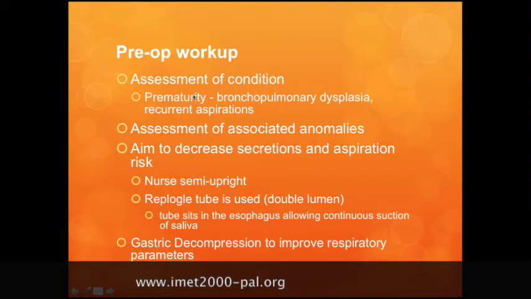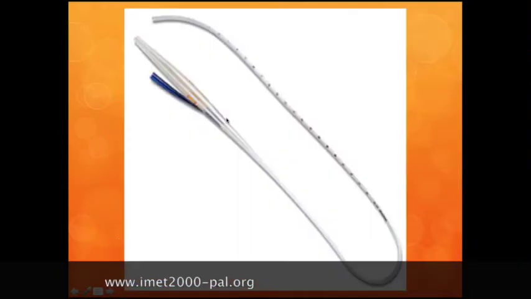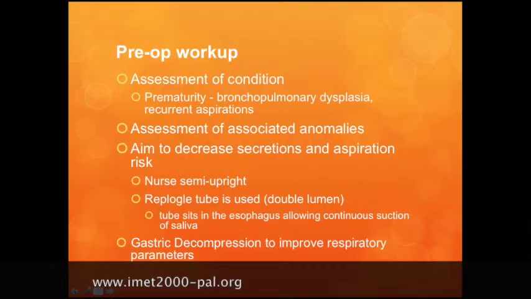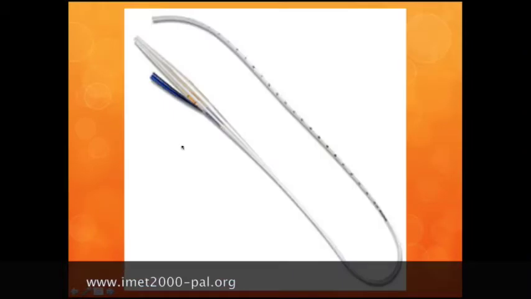So pre-op workup: looking for comorbidities, seeing what their lung is like and seeing if they were preterm and already have some bronchopulmonary dysplasia from that, or whether it's from recurrent aspirations. And this is what a Replogle tube looks like. So it's got 2 lumens, sits in the esophagus, and you suck with this one, and this one allows a bit of air to come in, and so therefore you can have continuous suction.